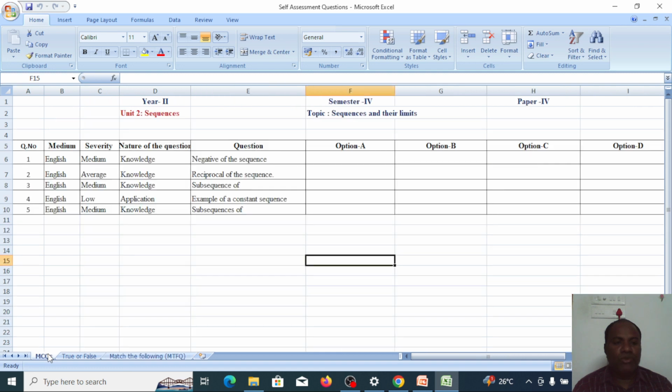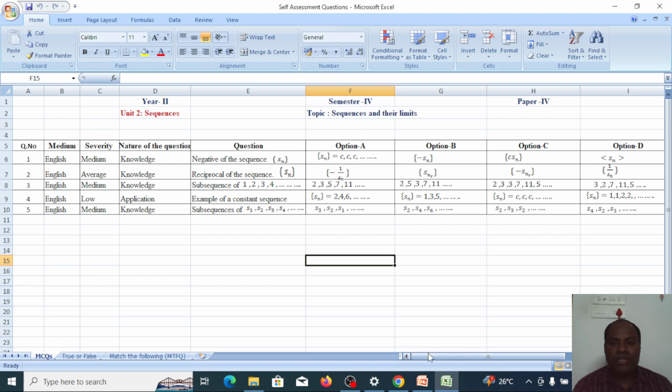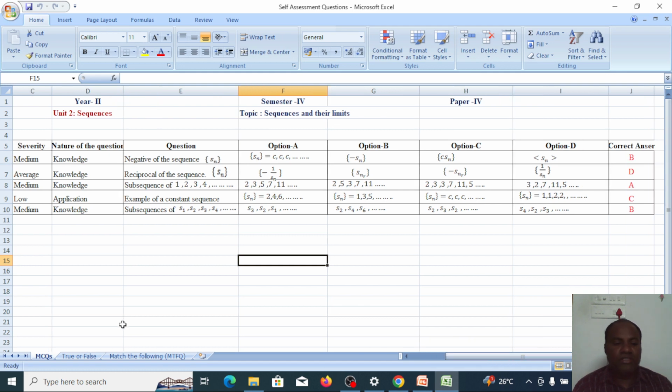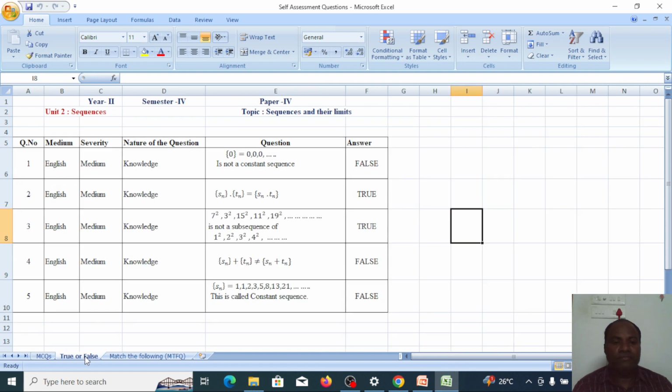First of all, we see the multiple choice questions. Okay, see, first the negative of the sequence Sn. So what will be the negative of the sequence? Here see, either A or B or C or D, which is correct. Minus Sn is the correct value. So here B is the correct answer. In the same way, I am giving true or false questions also. For example, I am taking here Sn plus Tn is not equal to Sn plus Tn. Whether it is correct or wrong? You say it is equal to, but not equal to is given. Therefore, it's false, completely false.